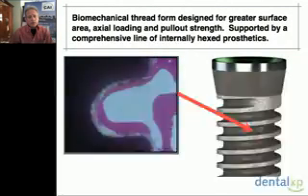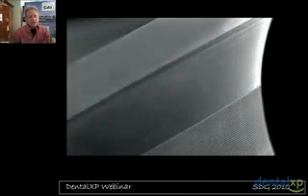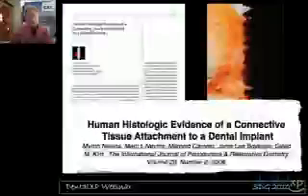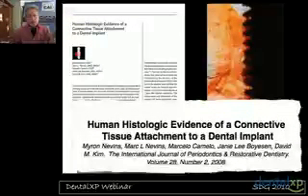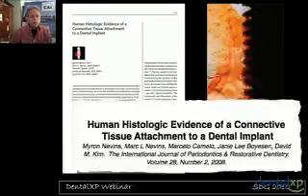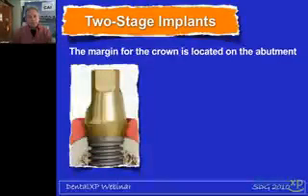And so our concern here is how do we maximize the design of the implant to the receptor sites that we're going to use. And again, some brilliant research that has been published by Myron Nevins and his group, Human Histological Evidence of a Connective Tissue Attachment to a Dental Implant. Great reading. Try to get a copy of that article if you're interested.